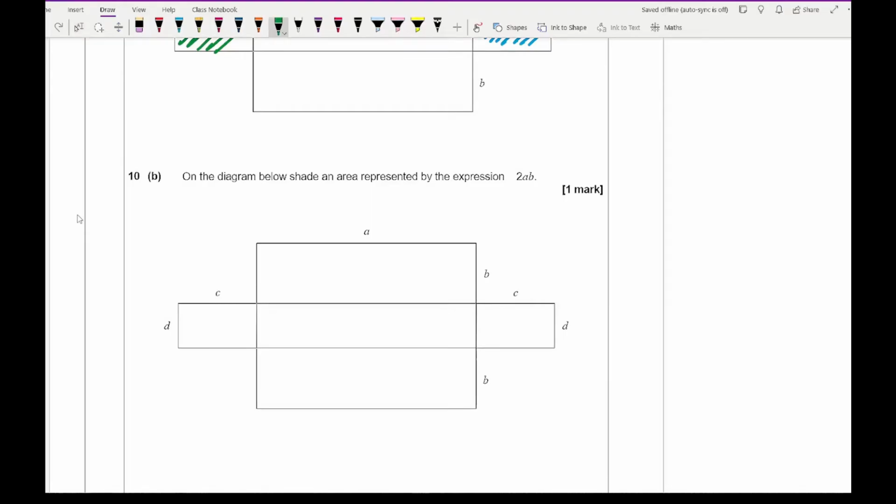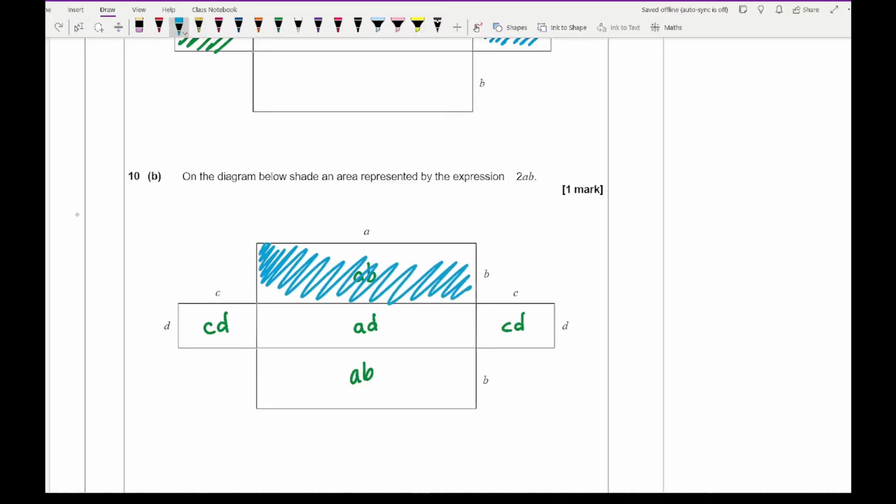Well, let's first of all label these. So we've got 2AB there. This is CD. That's CD. This is AD. And this is AB. So the area that's represented by the expression 2AB is going to be this region here and this region here. So here you do have to highlight both of them.